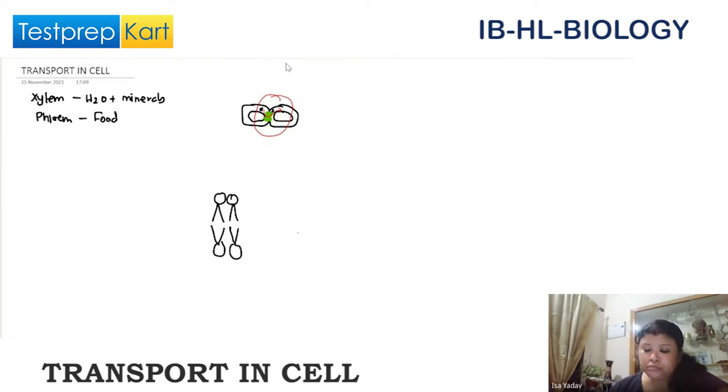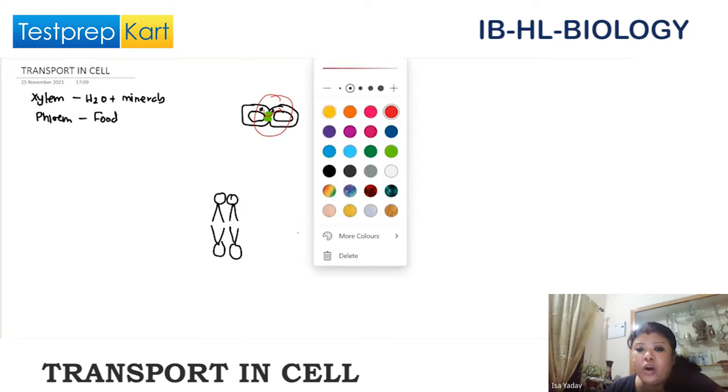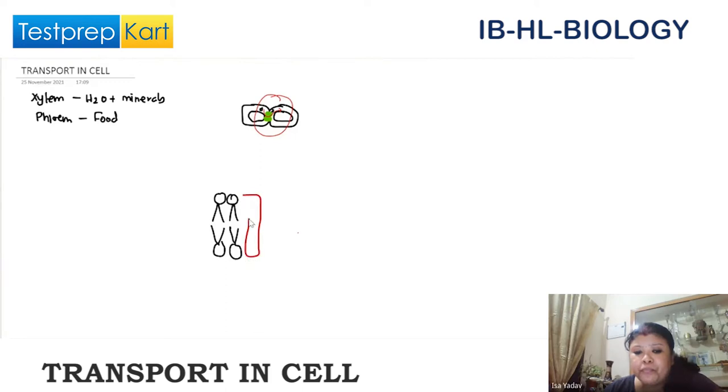Now we know that every component will not be allowed to enter into the cell. It is highly selective in nature, yes or no? So we cannot allow any components to enter the cell. What we are trying to understand is how components will enter into a cell. In the plasma membrane itself, as we studied last class, we have the channels which are called protein channels, or channel proteins. Do you remember this?